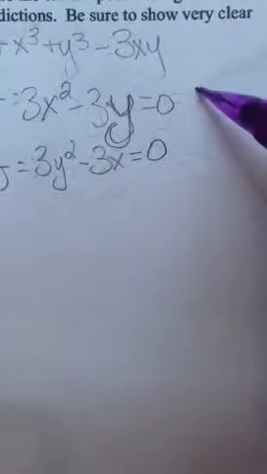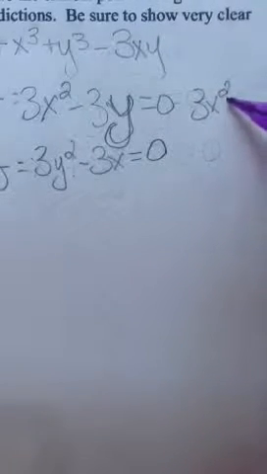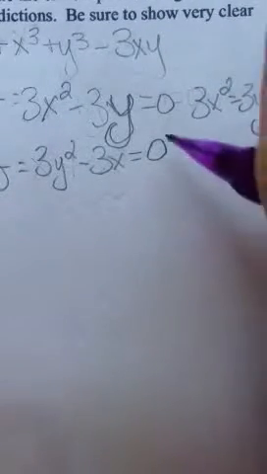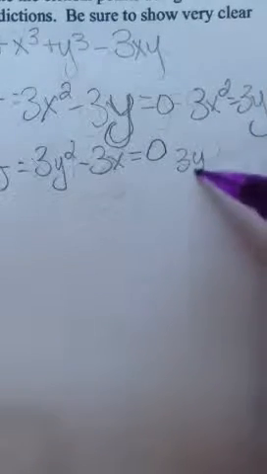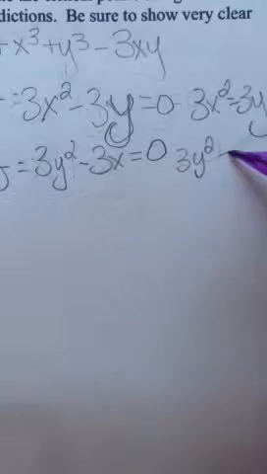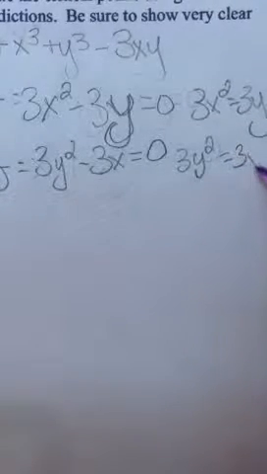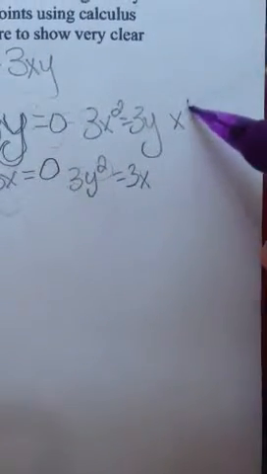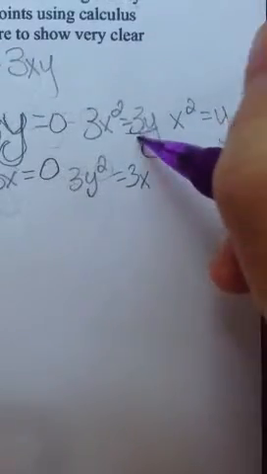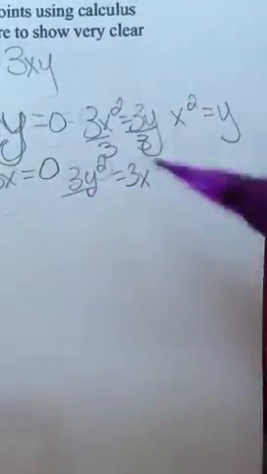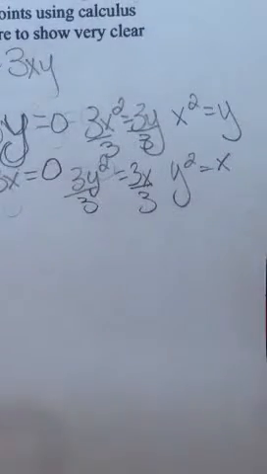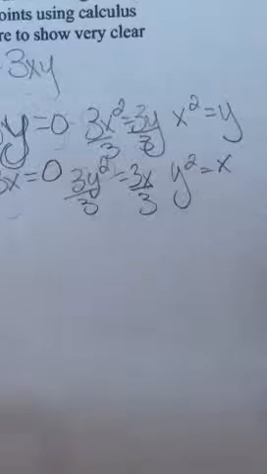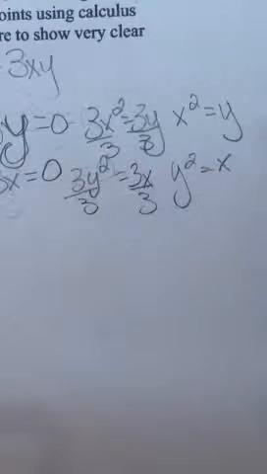So for this one, we can do 3x squared equals 3y. And this one can be 3y squared equals 3x. Now we can divide both of these by 3 and get x squared equals y. And the same with the bottom, and get y squared is equal to x. So now to solve this system of equations, we can put one term in for the other.